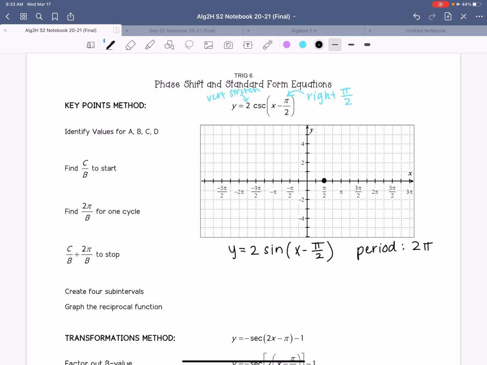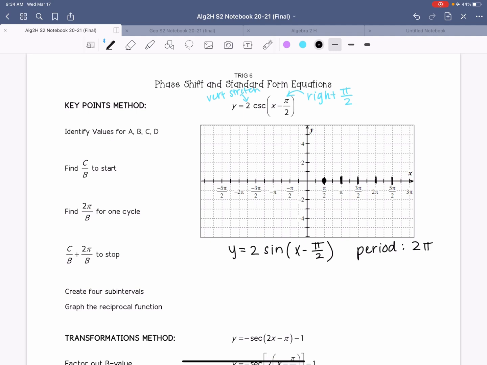Okay. And the period is 2 pi, so it's going from pi over 2 to 5 pi over 2. I just did 2 pi plus pi over 2, so I got 5 pi over 2. So this is one whole period. So from here to here is one full period. And then again, just cut it in half in the middle, which would be here. Cut that in half and cut that in half. Those are your main tick marks. So I'm going to go ahead and do that.